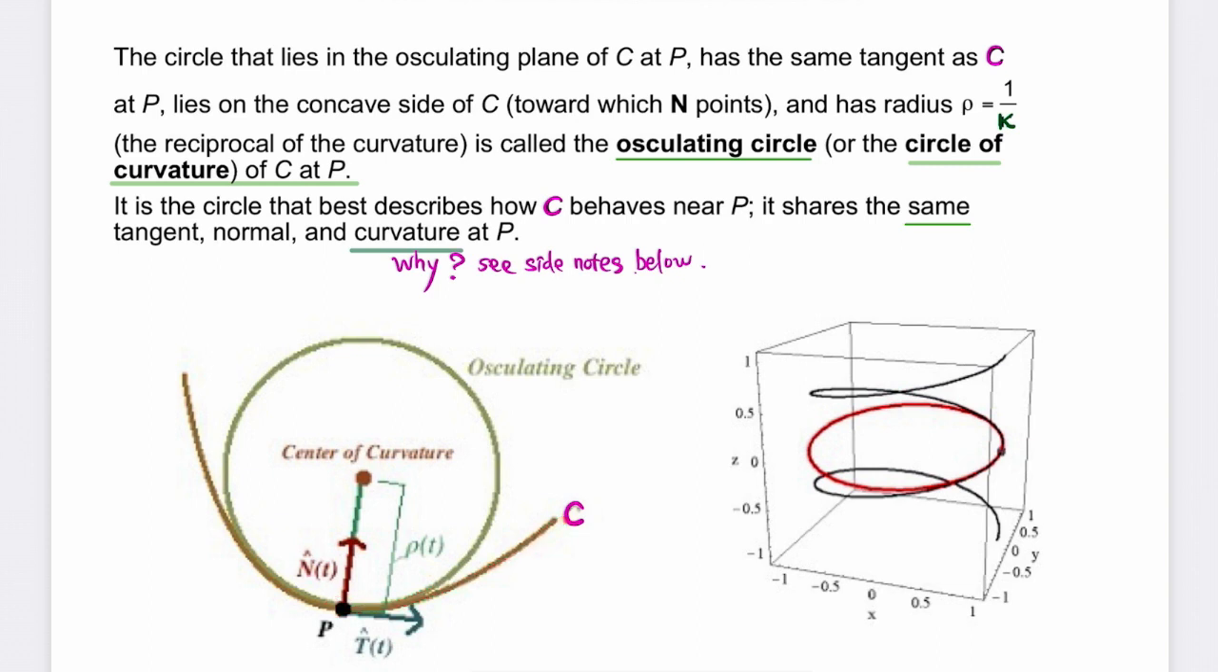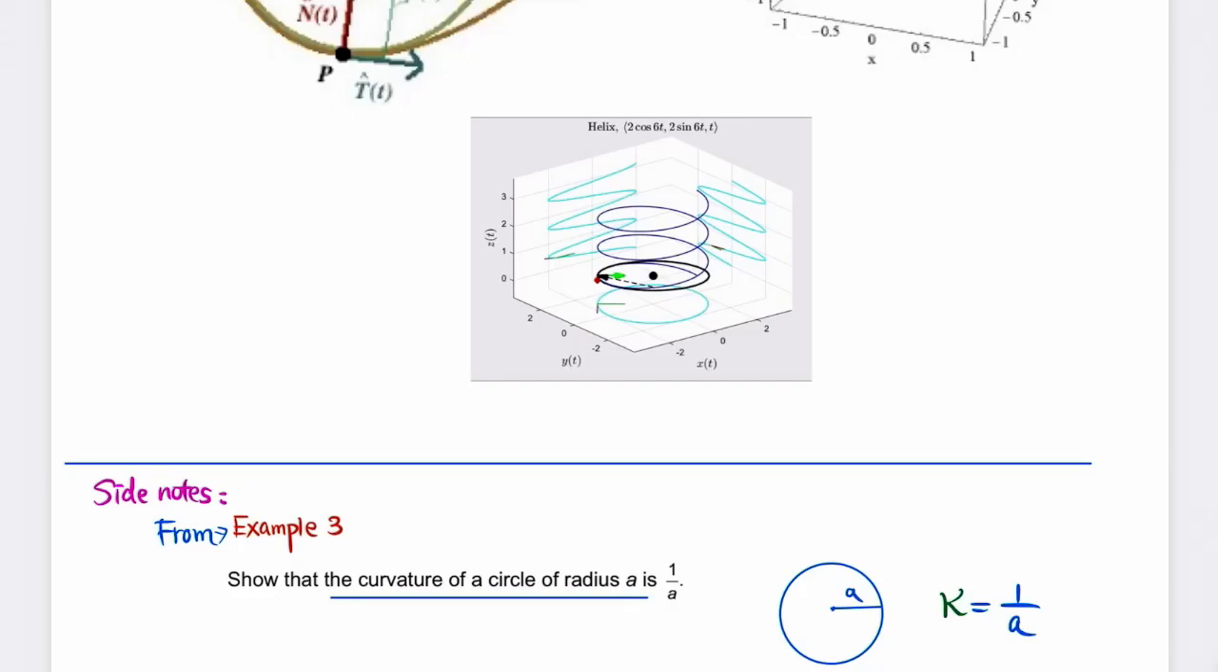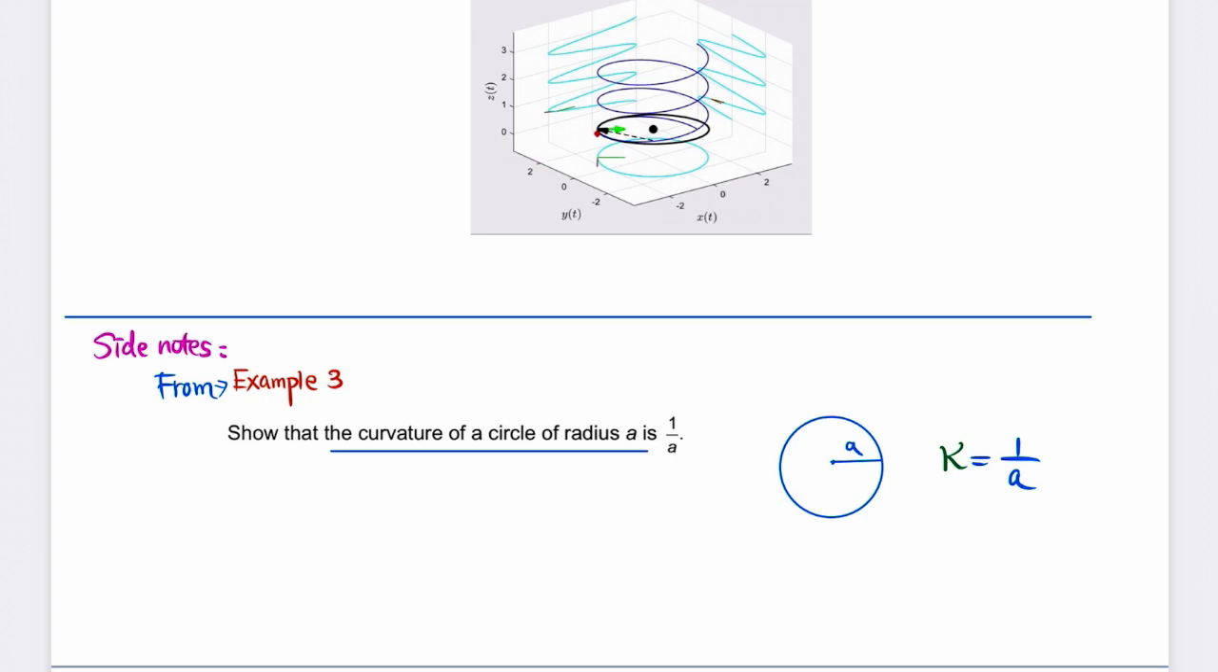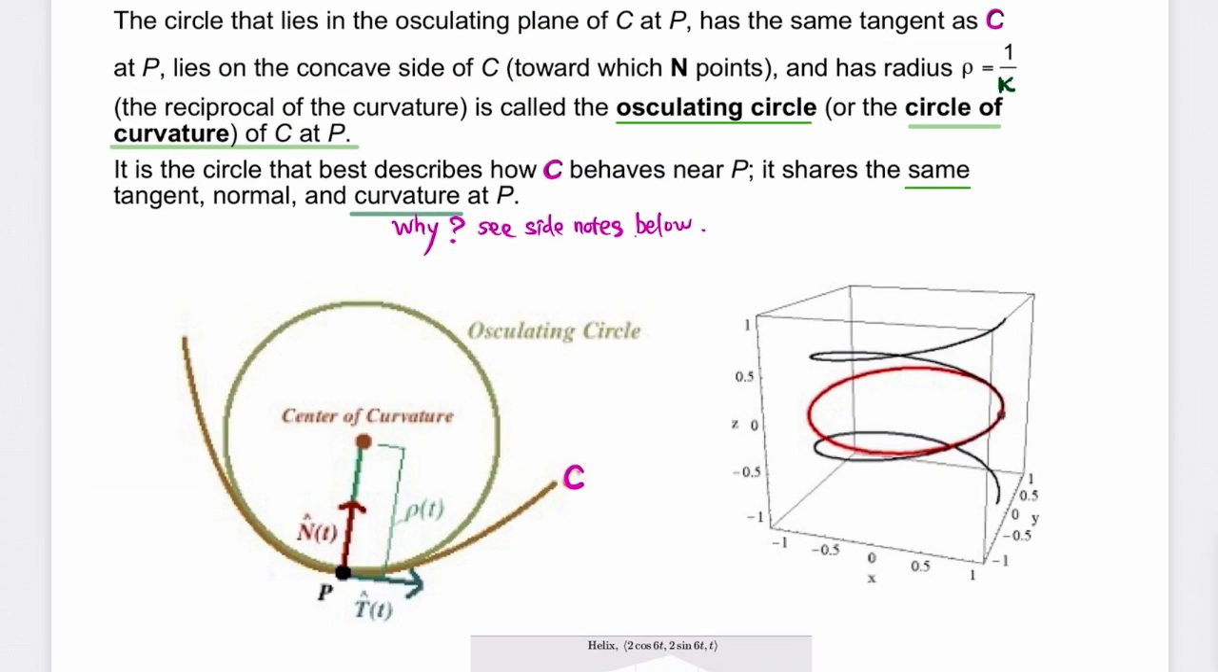Now, because the radius of the circle is 1 over the curvature of the curve at P, then they are going to have the same curvature. Why? Take a minute and think about it. The reason for that was from example 3 we went over. We talked about the curvature of a circle with radius a is 1 over a. In other words, curvature and the radius of a circle, they are reciprocal.